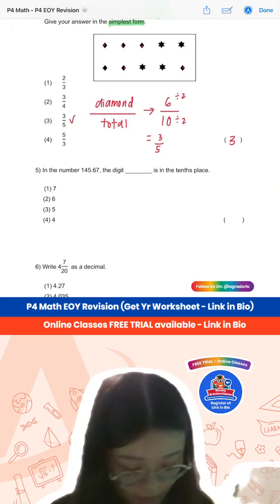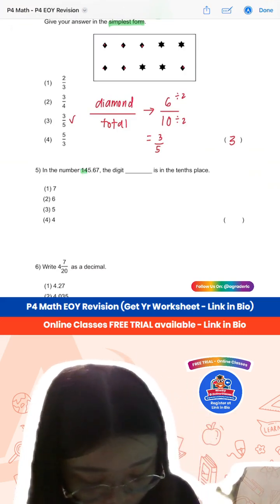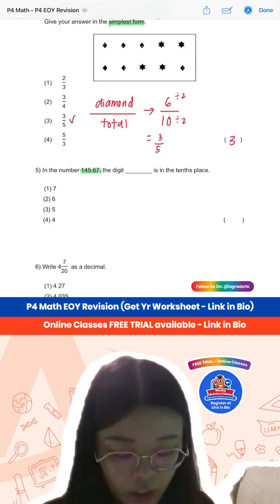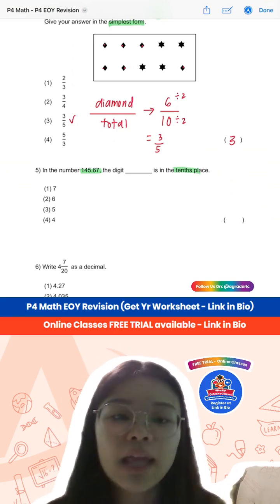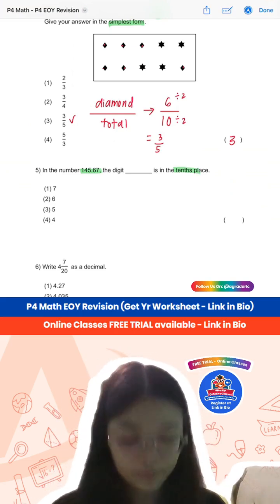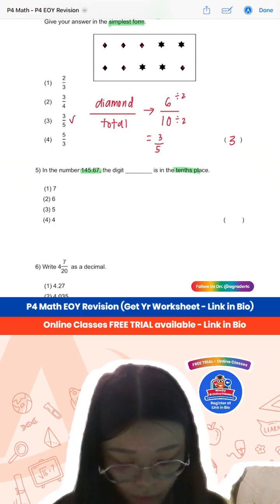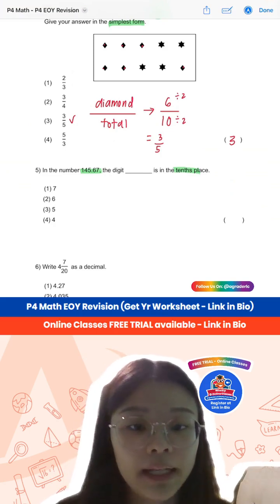In the number 145.67, the digit blank is in the 10th place. So which value or which digit is in the 10th place?